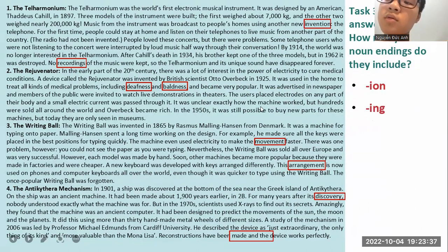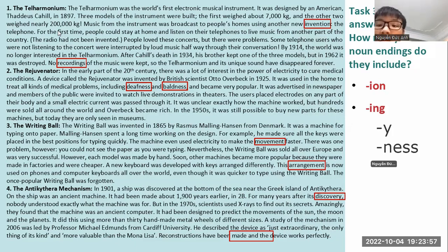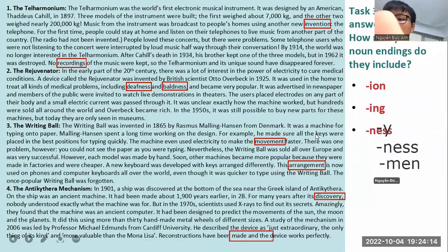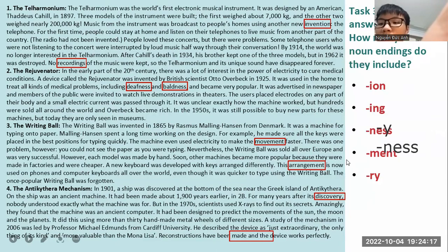Example, ion is only one, invention and reconstruction, so those two. How about ing? How many? Ing is one, recordings. Okay, recordings. Only one. Then they have ness, ment, and ry.